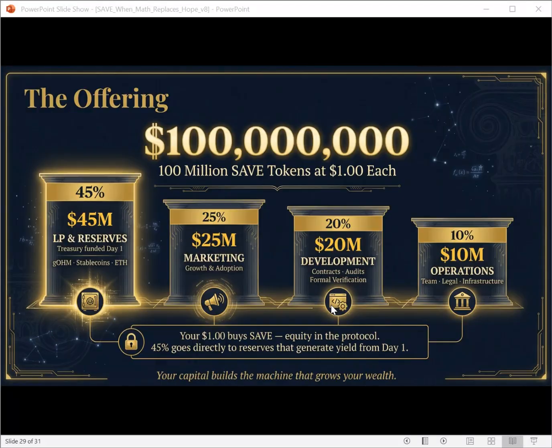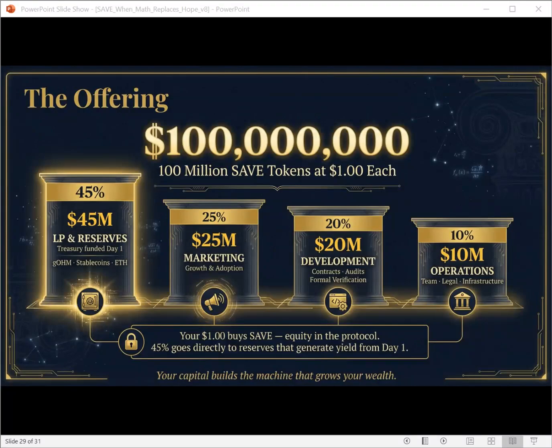So, what are we offering? We are planning to raise $100 million from selling 100 million SAVE tokens at $1 each. And whatever money we raise, 45% of it will go towards LP tokens and reserves. Nearly half of every dollar goes directly into liquidity pools and treasury that power the protocol.